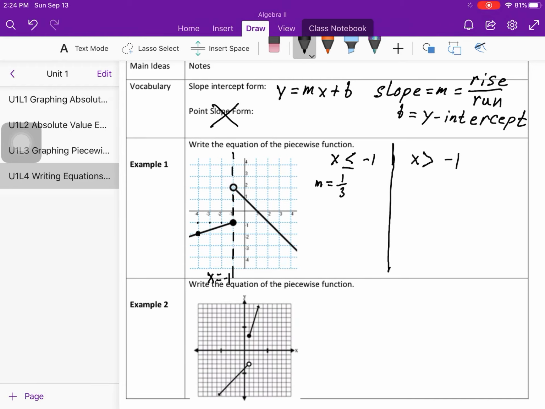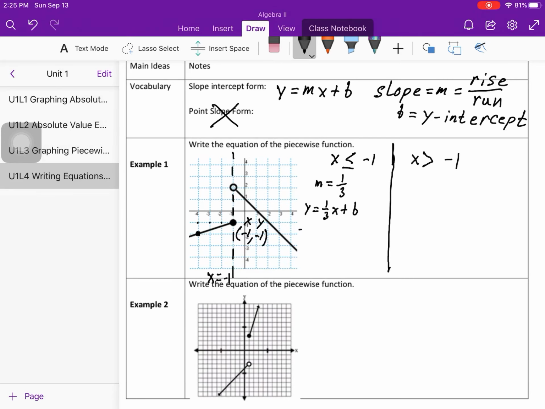Now the b value is a little bit trickier to find. We would have to continue this line, because remember it's the y-intercept, so it's going to be somewhere along the y-axis. We don't know specifically what it is, but we can solve for it. So far we know y equals 1/3 x, because mx, plus we don't know what b is. But to find that, we're going to take a point that we know, such as (-1, -1), and then we're going to plug that in for x and y. And then we're just going to solve.